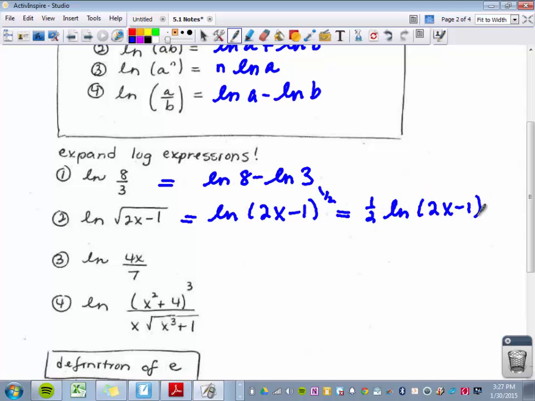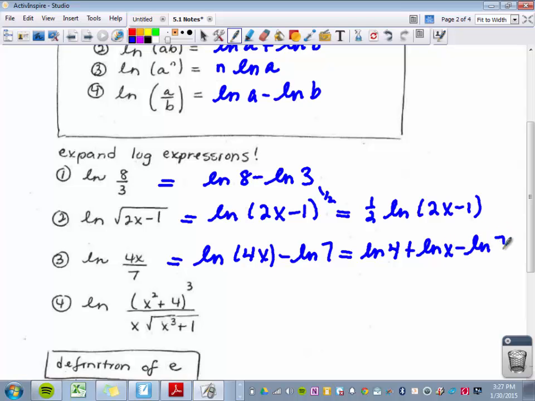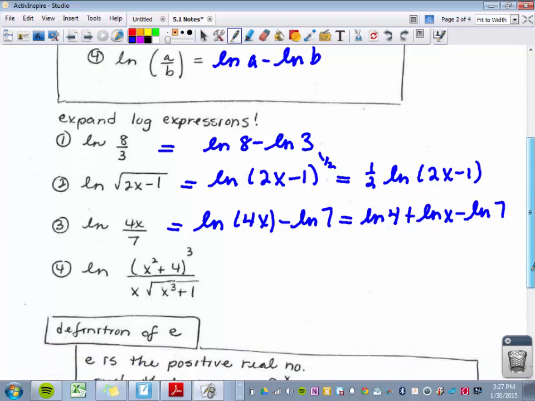Done. Well, this is just kind of like the first one, but with an x in there. Let's call this natural log of 4x minus natural log of 7. That's true. And then you've got a log of a product. Oh, yeah, we could expand. I didn't see that. So we could change this to natural log of 4 plus natural log of x minus natural log of 7. Okay, looking good.